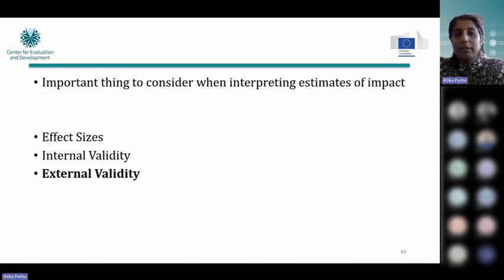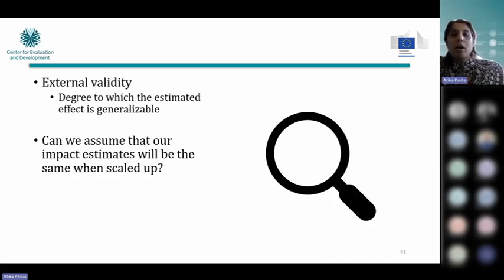Another aspect to consider is external validity, and this is quite relevant for all of you, because your eventual goal is to understand if your program worked, and if I can now take this program and bring it to another context, will it work. Generalizability is another word used for external validity of your results. So if I was to take my program and scale it up nationally, will it work?